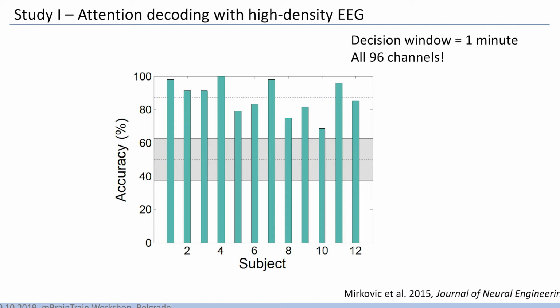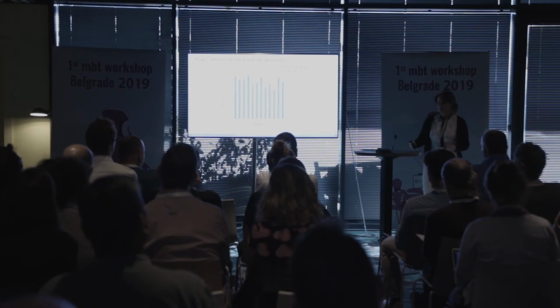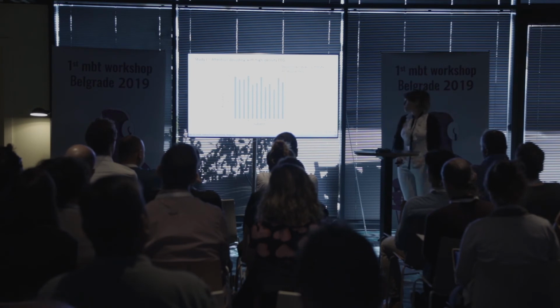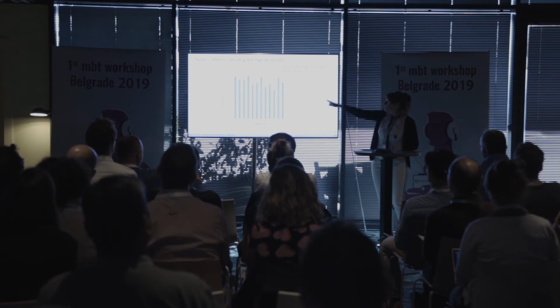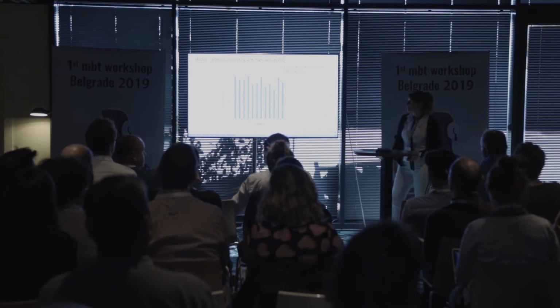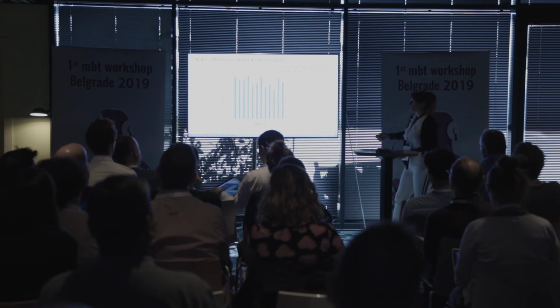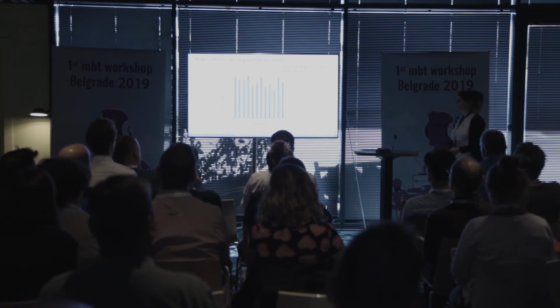So we have a 1 minute decision window with 96 channels, and we have the accuracy of our algorithm, so how well it can distinguish the target speech from the ignored speech. We can see some variation in participants, but they're all above chance, they're all with pretty high accuracies.